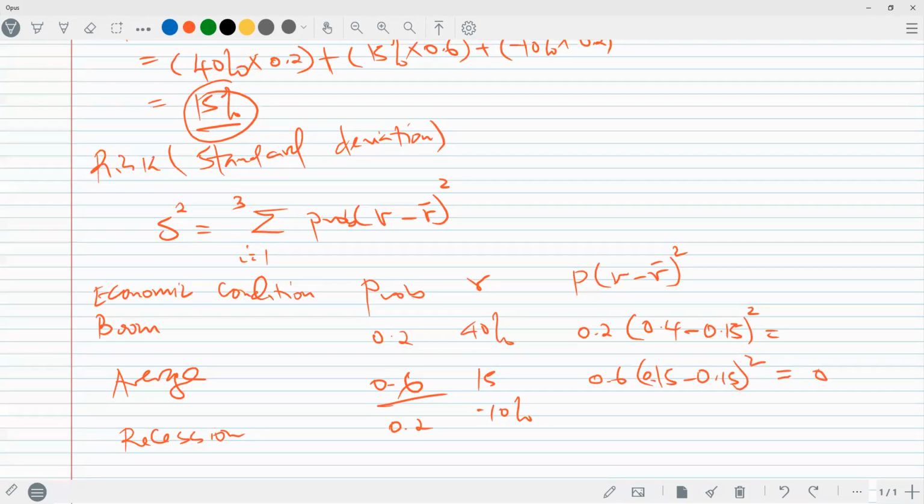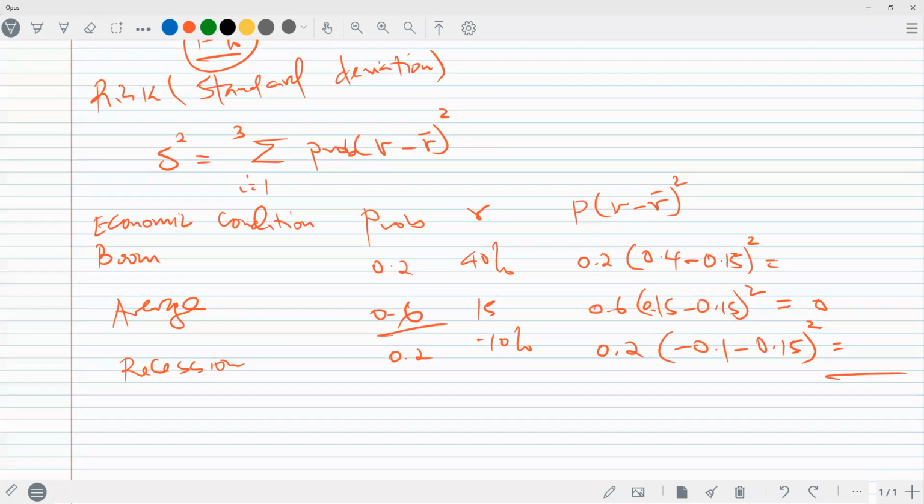a 0. Then here I have 0.2 times the deviation squared, negative 0.1 minus 0.15, the mean, squared. And get the sum. What is the sum? The sum is going to give us the variance.